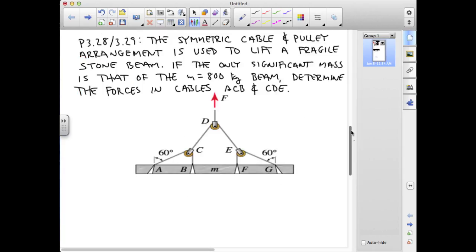As a second example, we have this pair of problems, 328 and 329, where we are supporting a delicate stone beam with a combination of pulleys, and we're told that if the only significant mass is that of the beam itself, it has an 800 kilogram mass, we want to determine the forces in cables ACB and CDE. So the first thing to notice here is we know exactly what force is carried above pulley D by the cable segment that comes off that shackle.